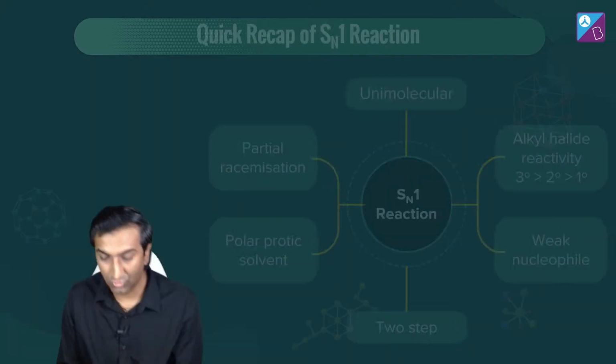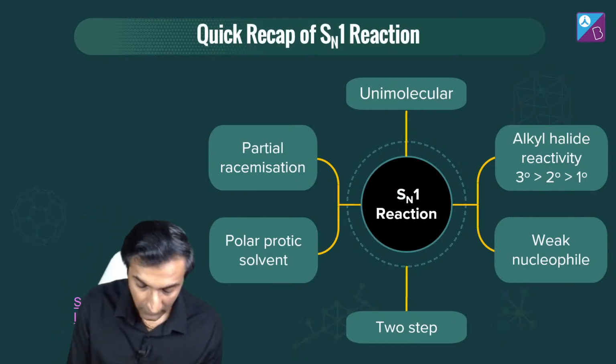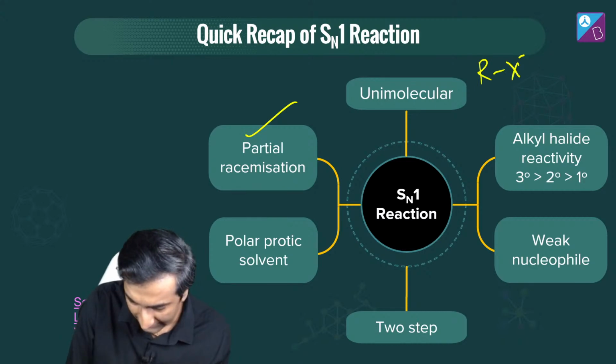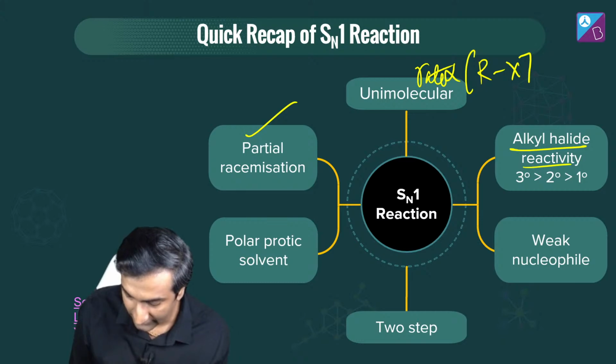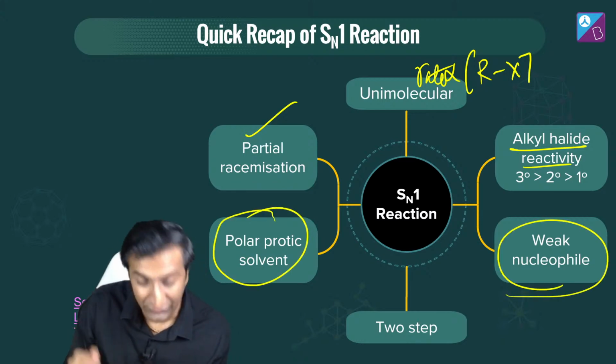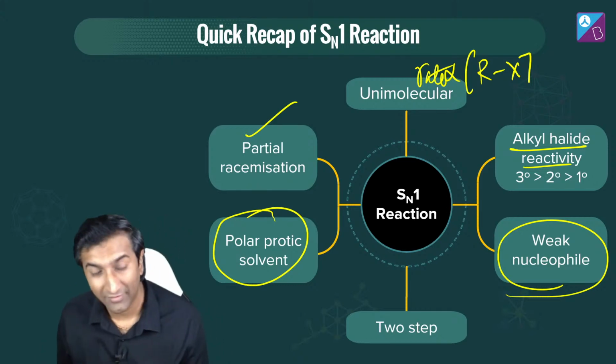So to recap SN1 reactions: partial racemization, unimolecular, the rate is proportional to Rx. Alkyl halide reactivity is this. Weak nucleophiles are good. Two-step reaction and polar protic solvents are good. Any doubts so far? Any doubts?